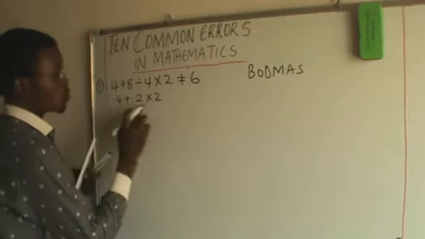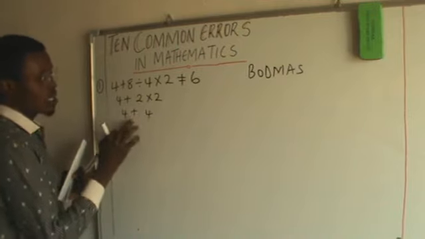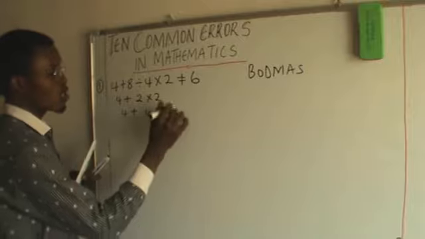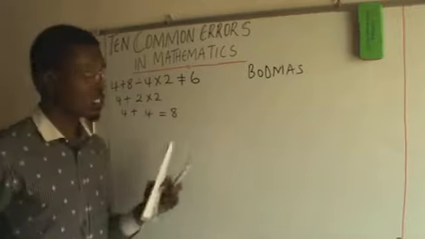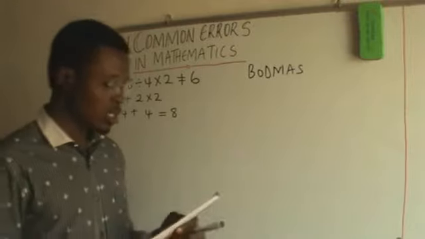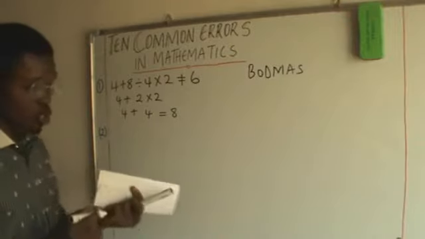Then next we have multiplication, 2 times 2 to give us what? 4. Then we have this order plus, then 4 plus 4 finally to give us what? 8. So the right answer to this particular problem by BODMAS is what? 8 and not 6.